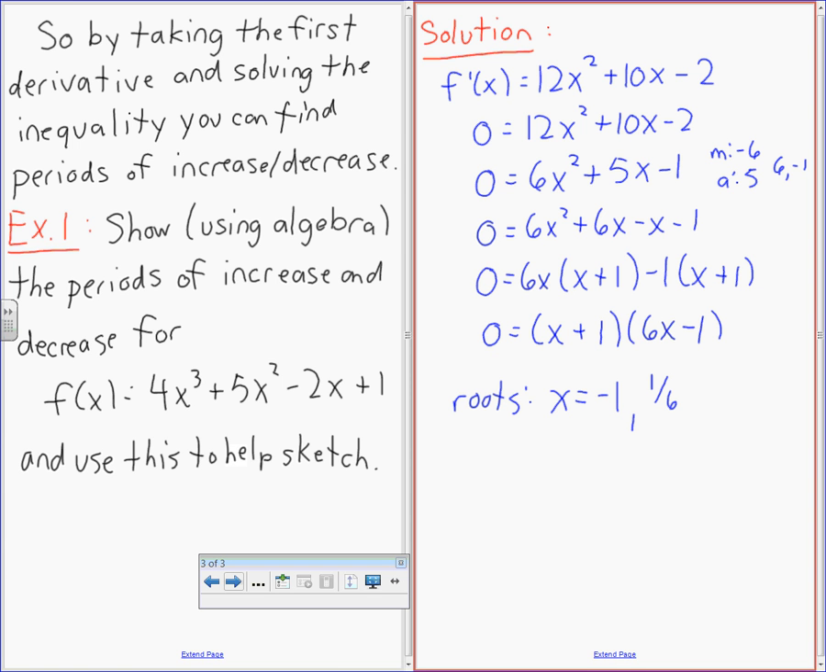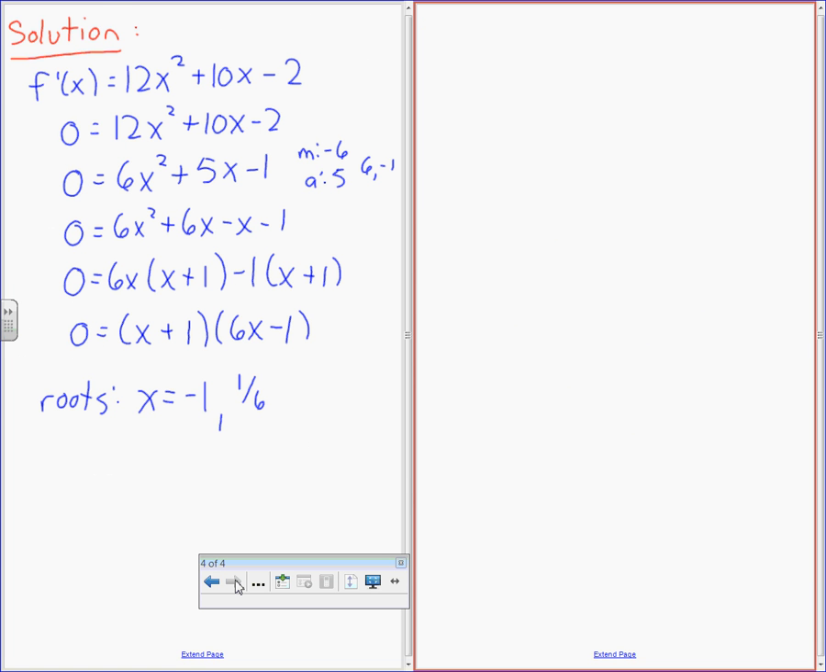What we're going to use the roots for, those are going to be in between parts. The roots are going to be where the graph is at a local max or local min, so it's neither increasing nor decreasing. So the way our interval chart is going to work, we're going to put f prime of x here, put f of x there, and then we're going to put down test point.